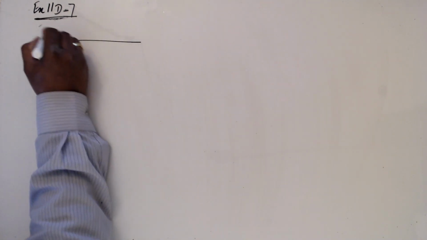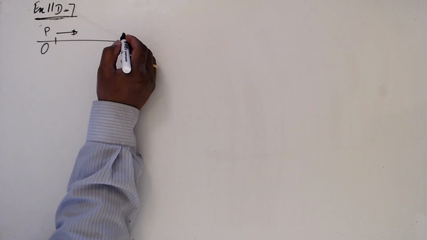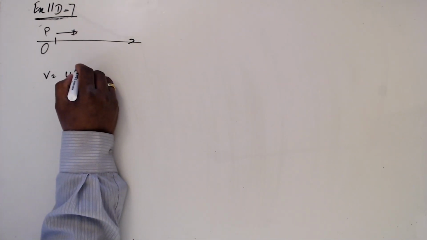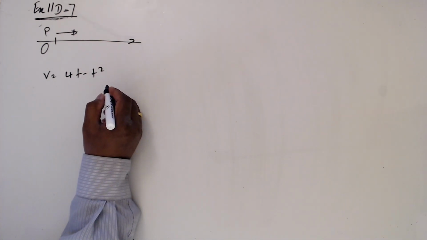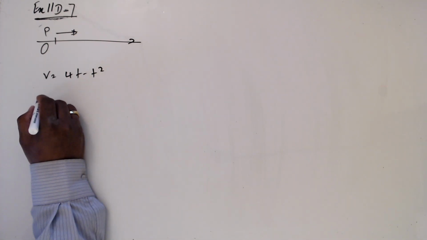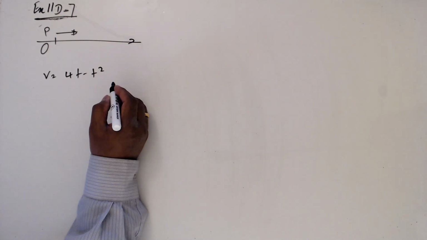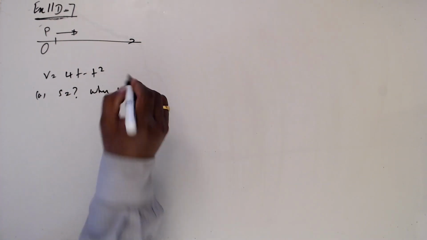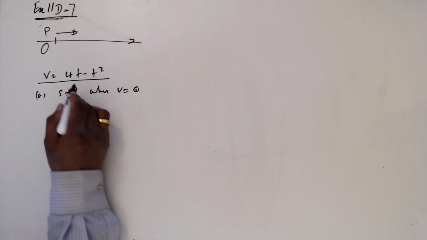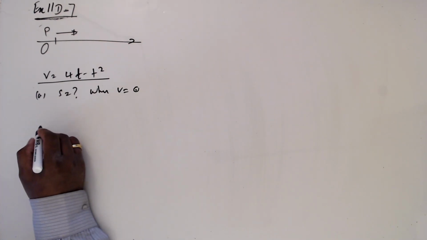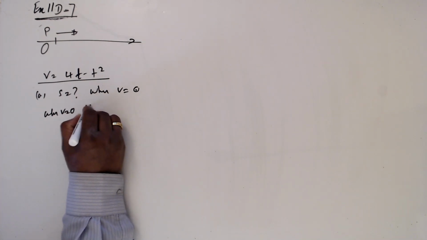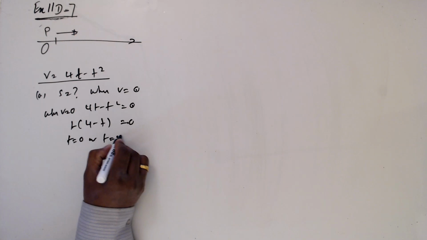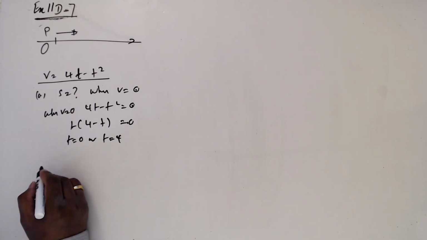Question number 7. Particle P is moving from the origin on the x-axis. Velocity is given by this formula, 4t − t². Question A: when P is at rest, we need to find the distance, so we need to find s when v equals 0. First of all, we'll find the time when v equals 0. For that, 4t − t² = 0, t(4 − t) = 0, so t equals 0, or t equals 4.